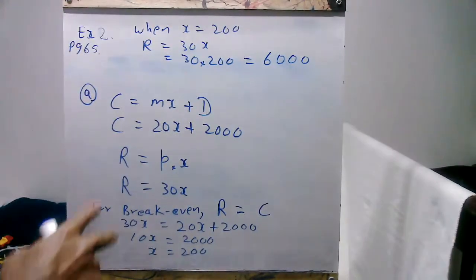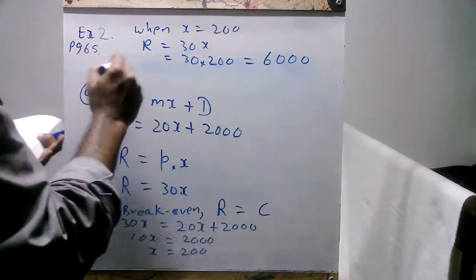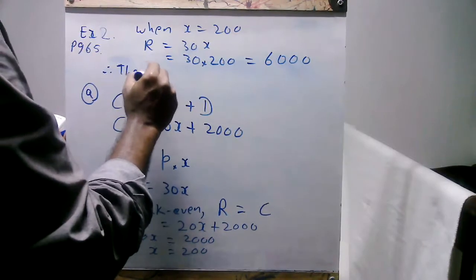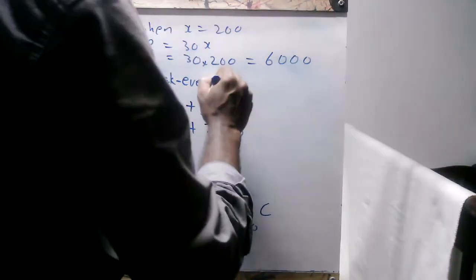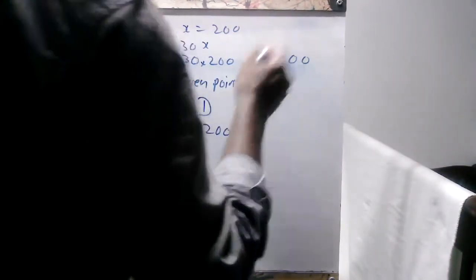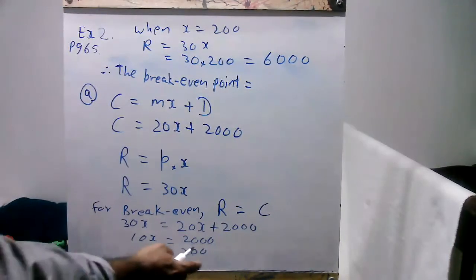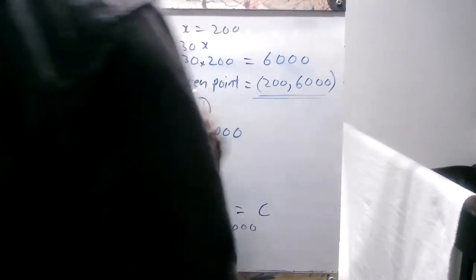Then learn how to express the answer. Therefore, the break-even point, it's a point, so we have to give coordinates. X coordinate is 200, y coordinate is 6000, equal to 200 comma 6000. Okay. This is the break-even point.